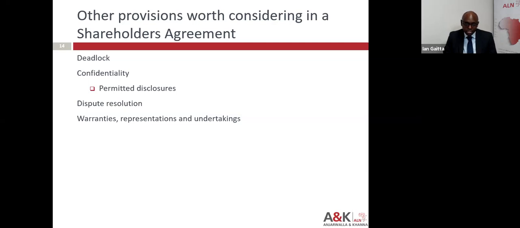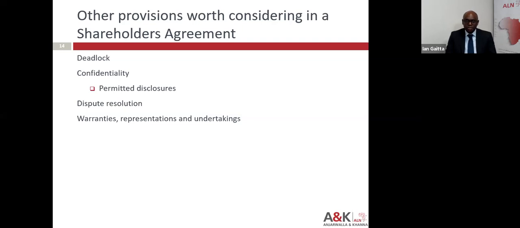Or indeed, even in arbitration, is the state in which we may need to enforce that foreign arbitral award a state that is a signatory to what is known as the New York Convention, or is it not? And if that's the case, then how easy will it be to enforce its arbitral award?